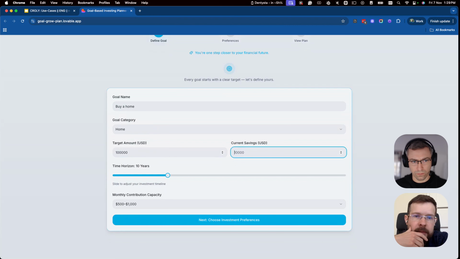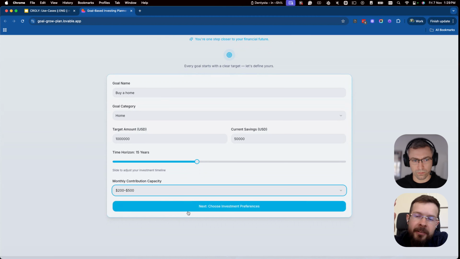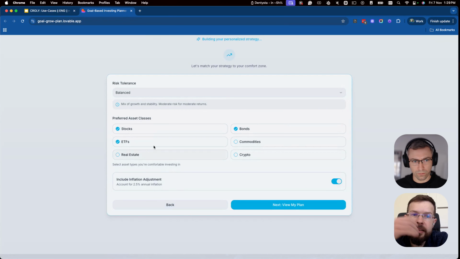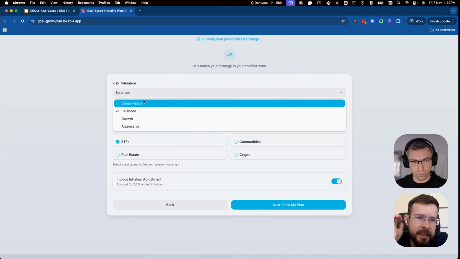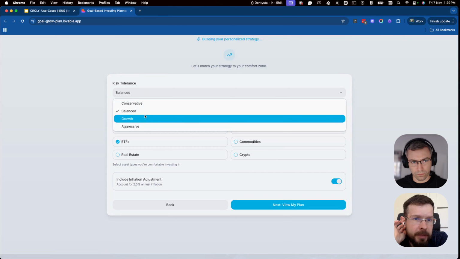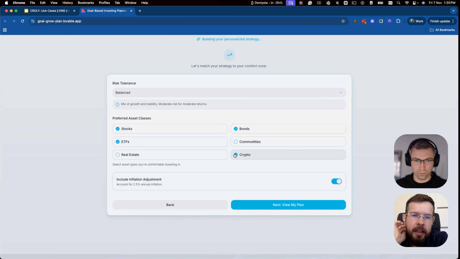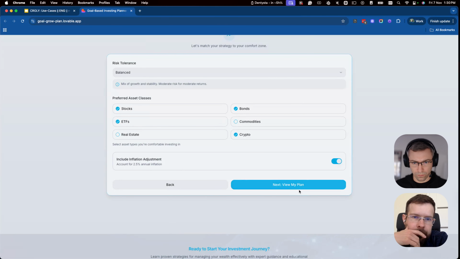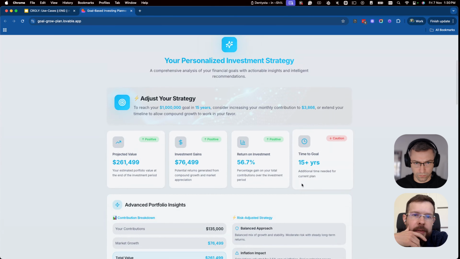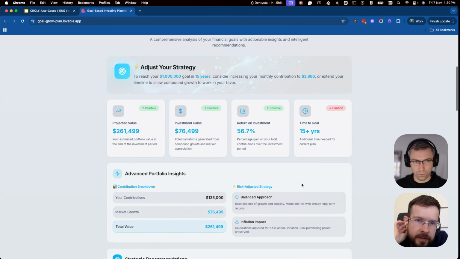Let's put some values here, and that will help us determine if our plan will get us to the goal we want, and how to allocate the asset classes, and how the allocation will change over time. So you can leave it as it is, or depending on your appetite, choose what kind of asset classes you want to invest in. And if you go to the next screen, you see, so what's your goal, $1 million over 15 years?